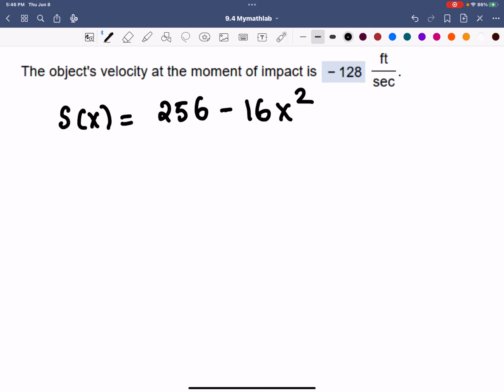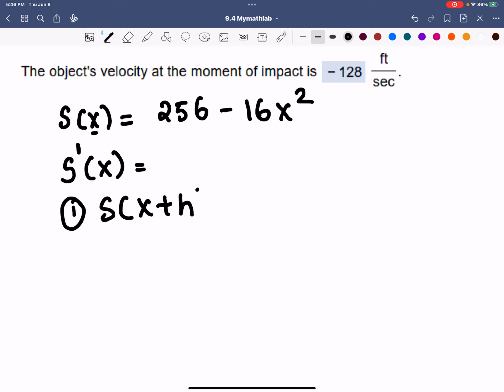And again, velocity is nothing but rate of change with respect to time. And this is your time. That means you're going to do your 4-step process to find the derivative of your function. And what's my 4-step process? My first step is to find s of x plus h.